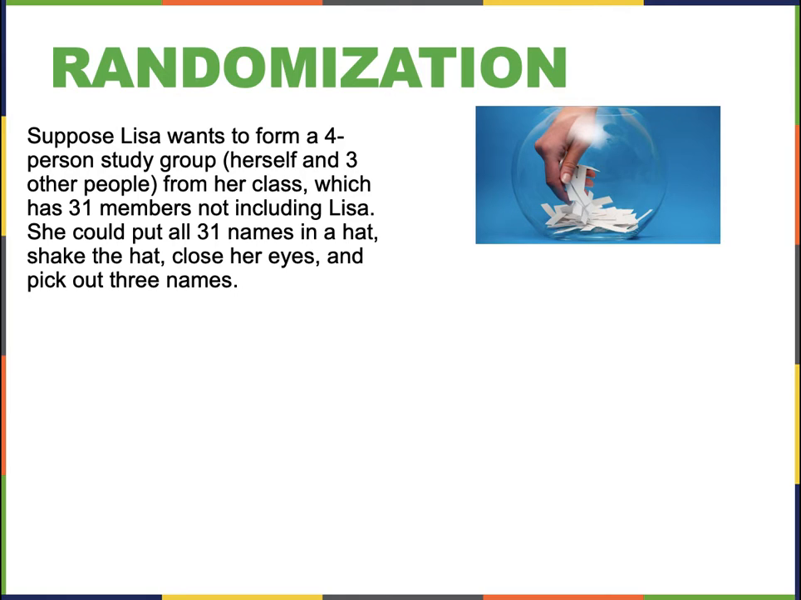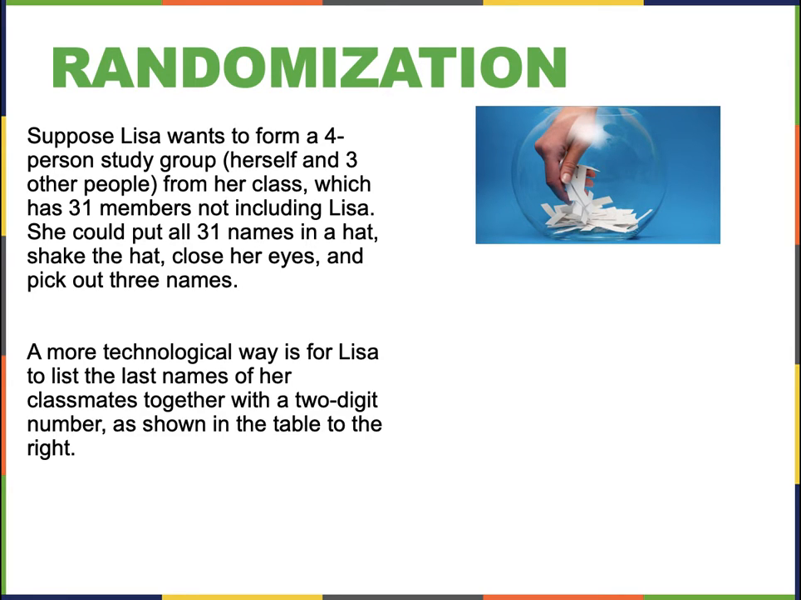Suppose Lisa wants to form a 4-person study group, meaning herself and 3 other people from her class, which let's assume has 31 members, not including Lisa. She could put all 31 names in a hat, shake the hat, close her eyes, and pick out 3 names. That's one way of randomly selecting a sample.